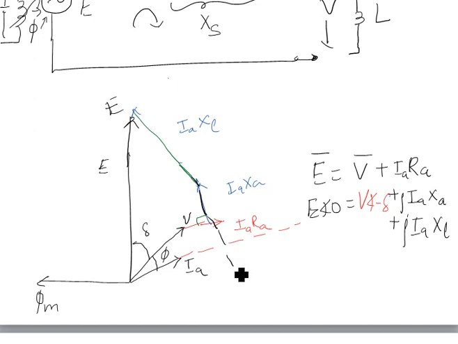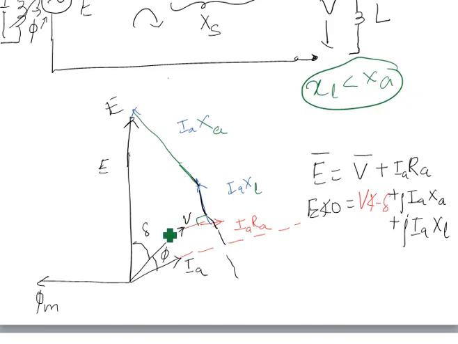So this is the phasor diagram, and always remember XL will be less than XA. Armature reaction will always be more. So this is the whole phasor diagram of this equation that you are getting.